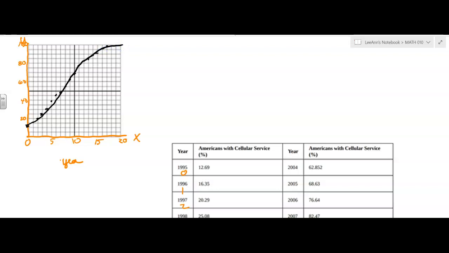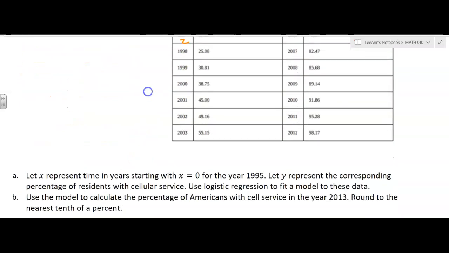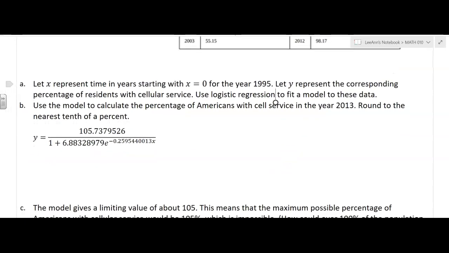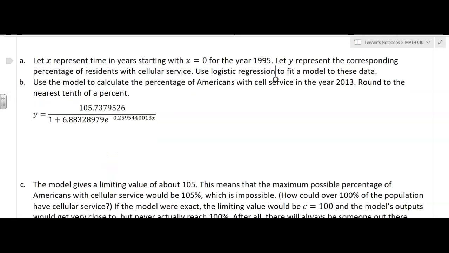Okay, so that is a logistic model then, by the shape of the curve, all the data points. Okay, let x represent time in years. We did that. We said x equals 0 for the year 1995. Let y represent the corresponding percentage of residents. And then we made the graph, and so it fits that model. Okay, so here's the actual numbers now.